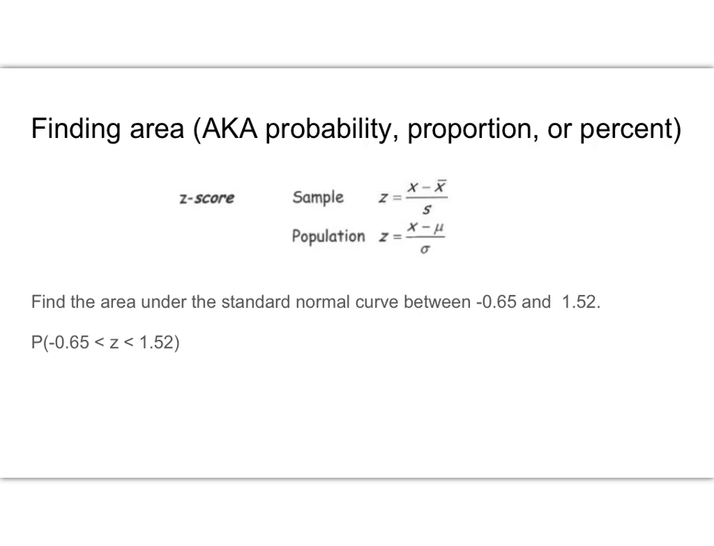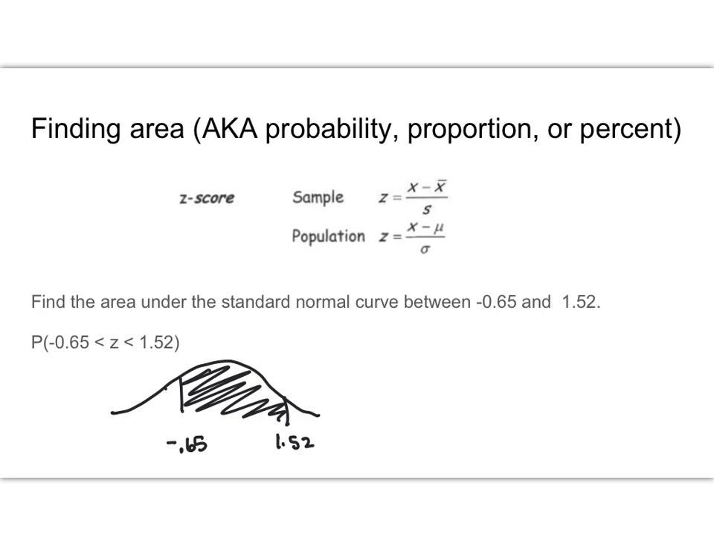All right, now I want to find the area under the normal curve between negative 0.65 and 1.52. So first let's draw what that looks like. So I have some value of my curve here and a value here. And I want to find this value.